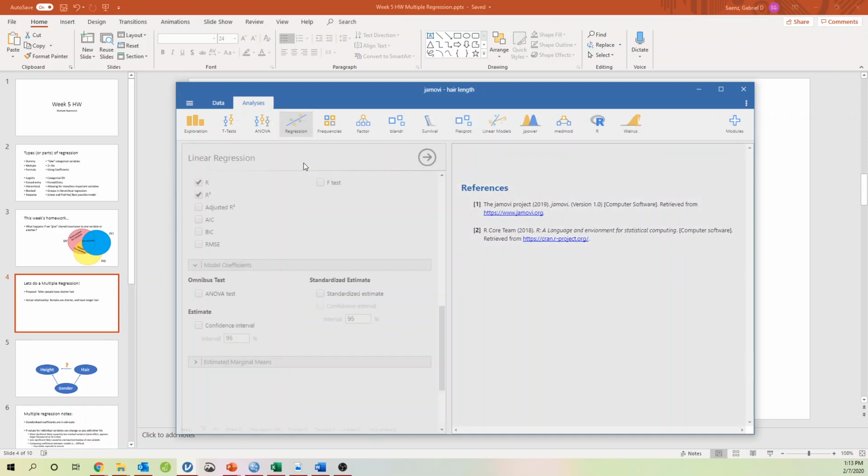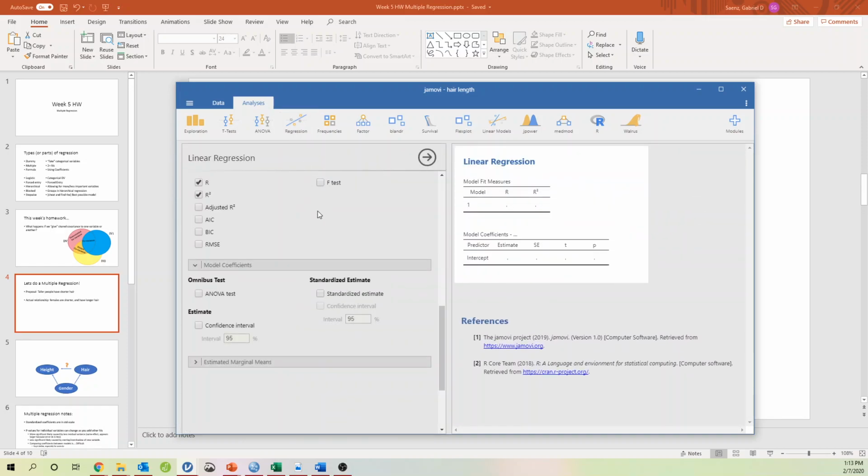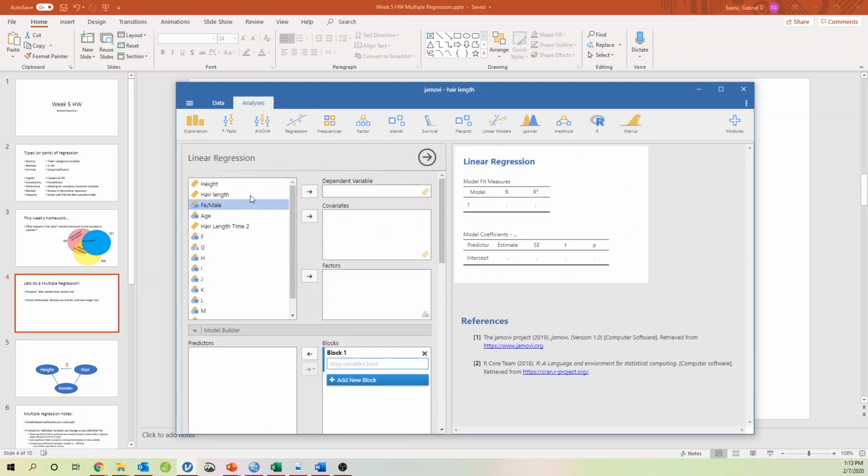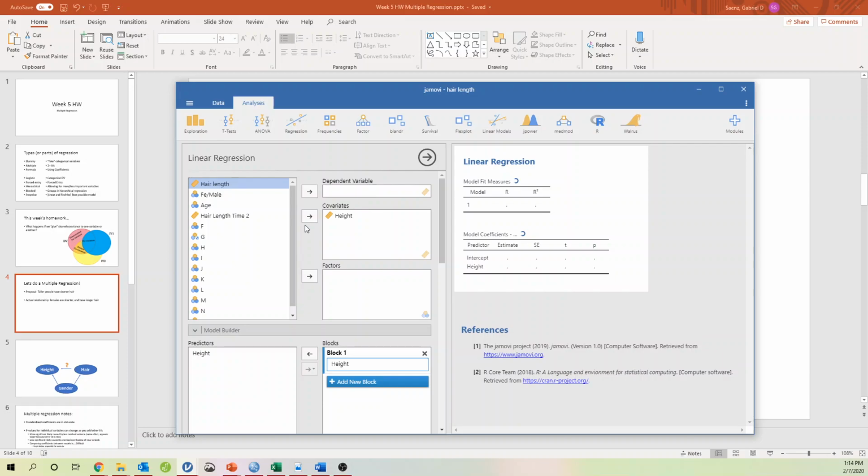Go to regression, linear regression, and we're going to pop in our independent and dependent variables. Here's dependent variable. Sorry, here's independent variable. I just did them backwards. Here's independent variable, your height. It's a covariate because it's continuous. And our dependent variable, hair length. Let's look at our results.